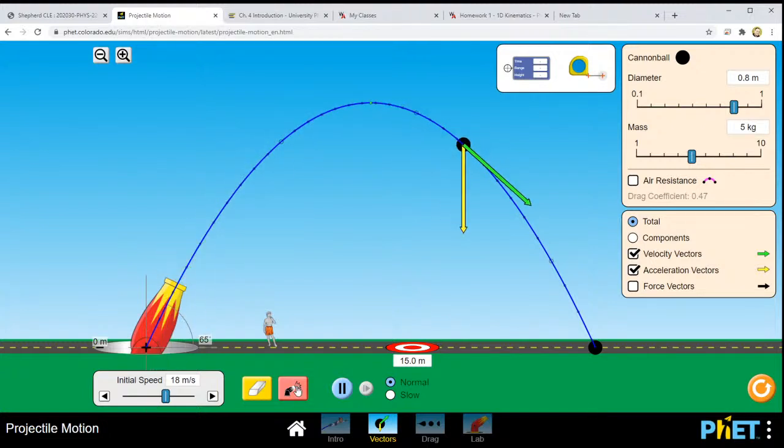So you see the velocity vector is changing direction, but the acceleration vector is not. The acceleration vector is always pointing down, and it's always the same length, because acceleration is always negative 9.8 meters per second squared. At the top, halfway down, and just after it's launched.